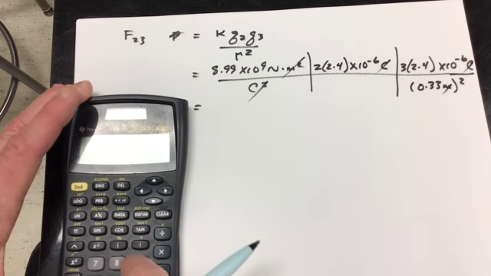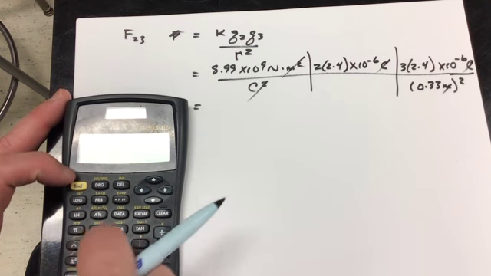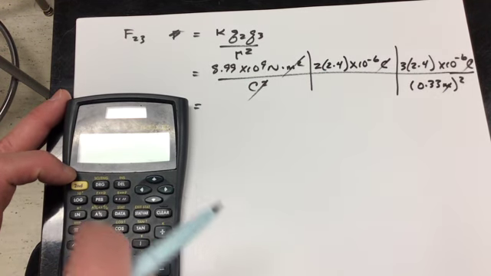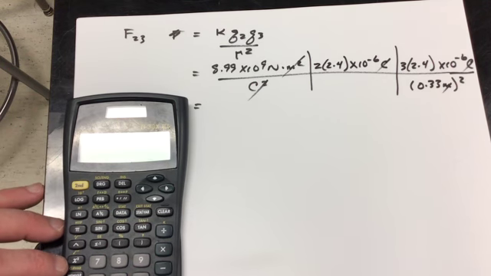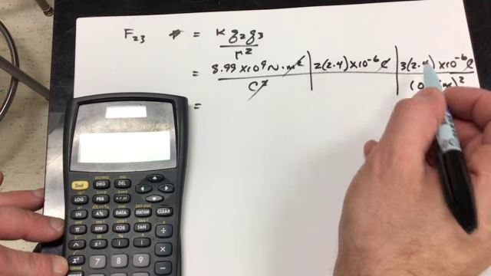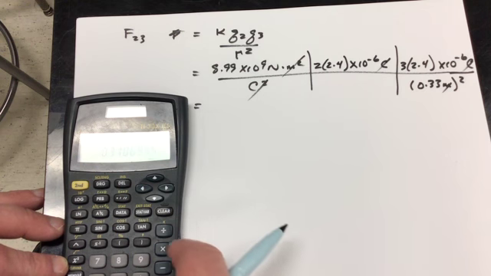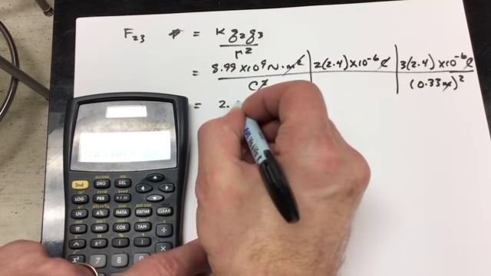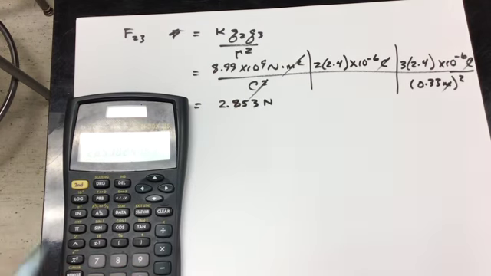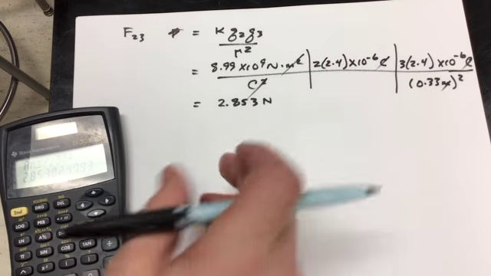So computing, why don't you check me and see if I'm doing it right. And I'm entering this as 4.8, the second E function, right, for negative 6, times my 3 times 2.4, 7.2, 10 to the minus 6. And then I'll divide that by 0.33 squared. And I'll come up with 2.853 newtons. All right? So that's going to be equal to my F23. Let's put it into the table.